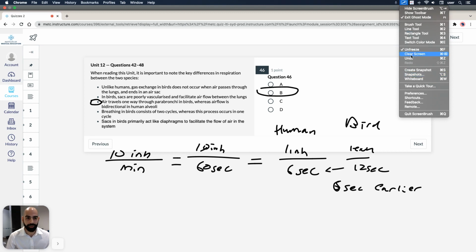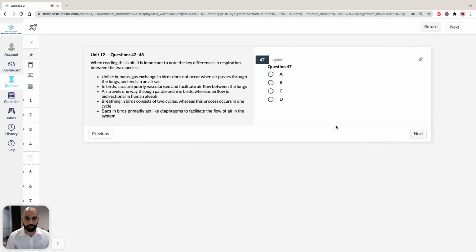So that was pretty much the most difficult of the bunch. Now, if we move on to question 47, it's asking, members of which pairs have the least similar function? Again, we know straight away that it's the lungs and the sac, so the answer is A. Lungs in humans are highly vascularized and are the primary organs for gas exchange, whereas we know that the sacs in birds are very poorly vascularized, and you're not going to get much gas exchange there. It's going to occur in the lungs.